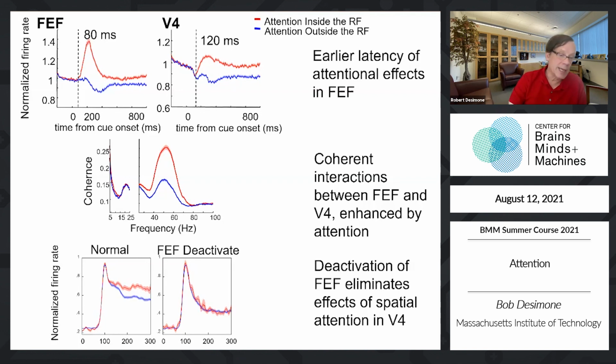And finally, if we deactivate the frontal eye fields, that's shown here. On the left is the firing rates to the attended and unattended stimulus in the normal condition. And then on the right is the effects after we've deactivated the frontal eye fields. And you can see that when you deactivate the frontal eye fields, there's no more enhancement of the firing rates in V4 with attention. So the frontal eye fields was necessary for these effects in V4. It's the causal experiment. So that's very supportive of the idea that feedback from the frontal eye fields and prefrontal cortex is controlling the activity in V4 with attention.